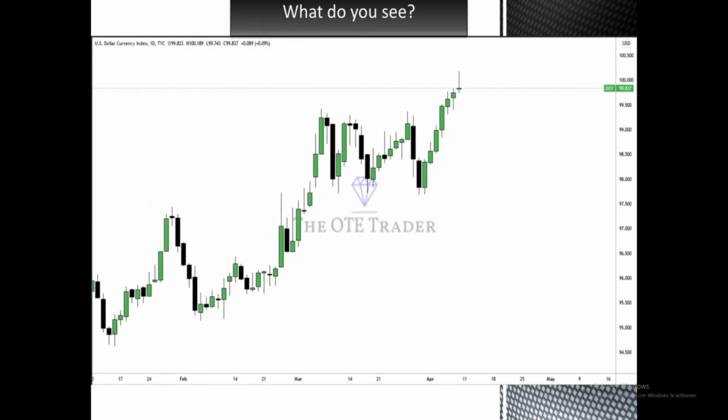So right now we have the dollar index over here. It's a clean chart without markups, so just have a look at it and try to see what's happening. All right, let me put some markups on it.